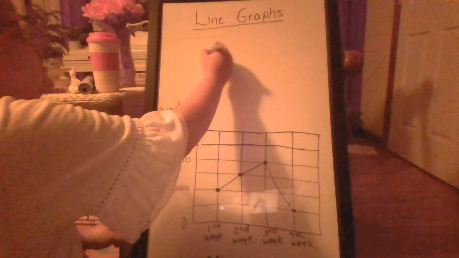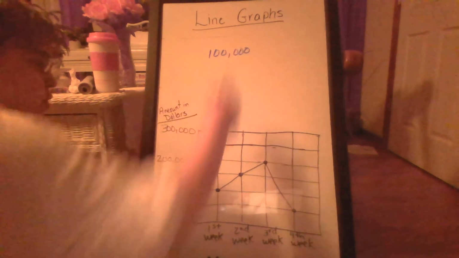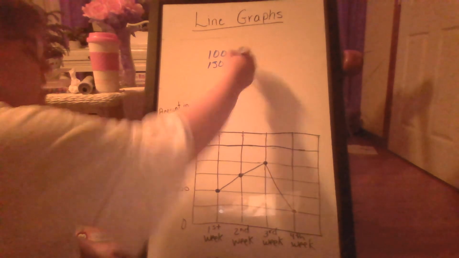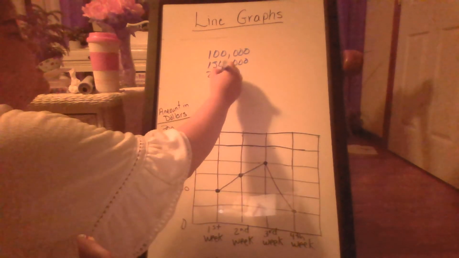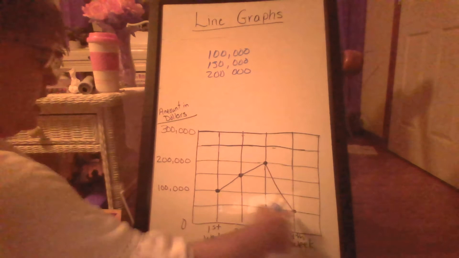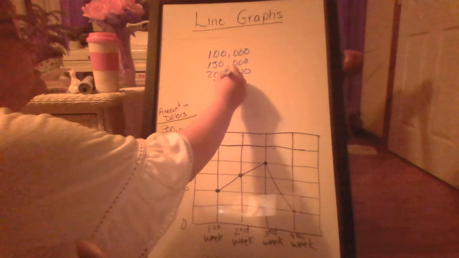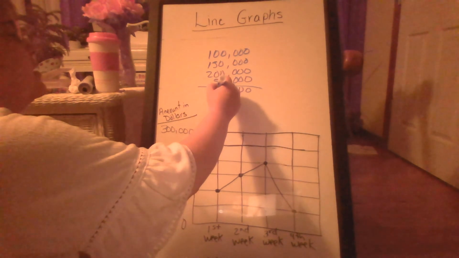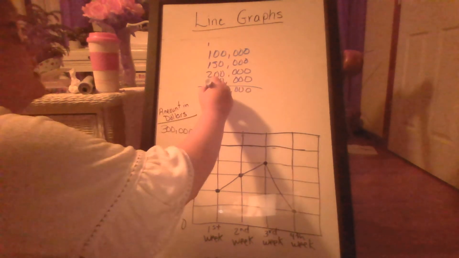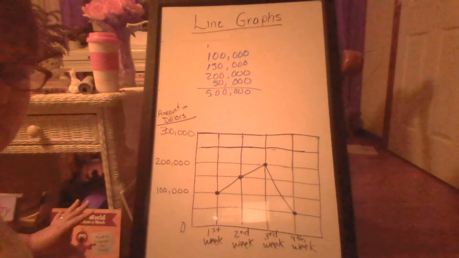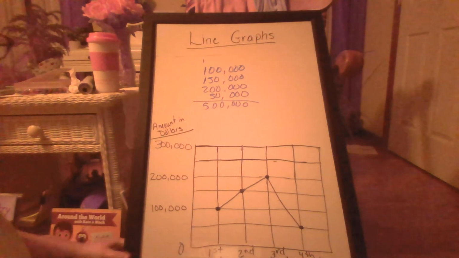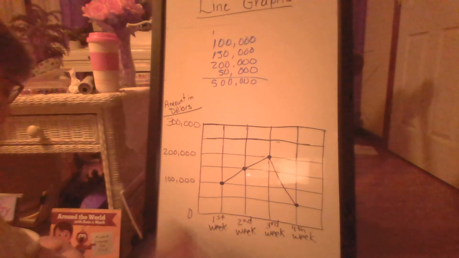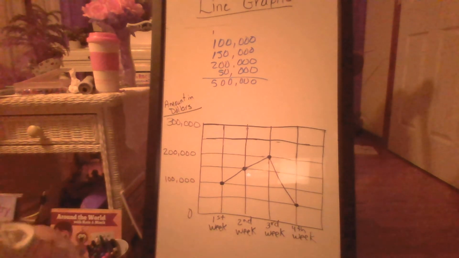Okay, so we have 100,000. We have 150,000. And we have 200,000. And then we have 50,000. We have to add all those together. 2, 3, 4, 5. So the total sales would be $500,000.